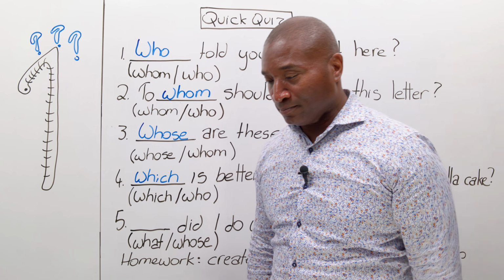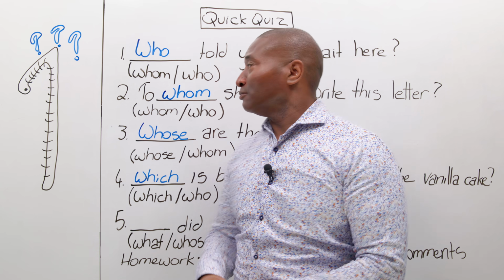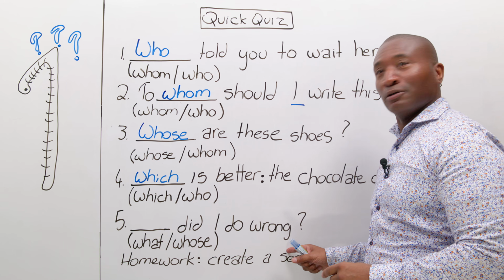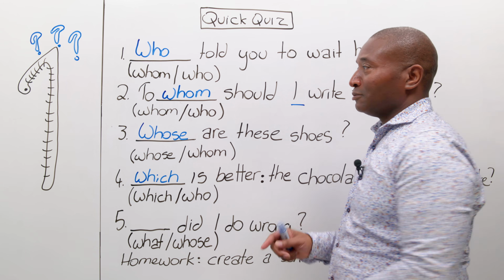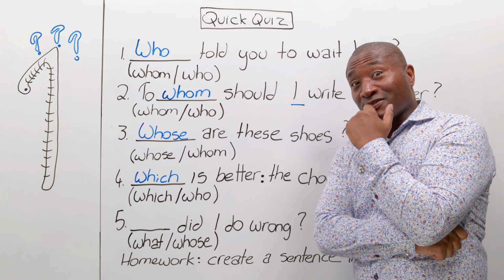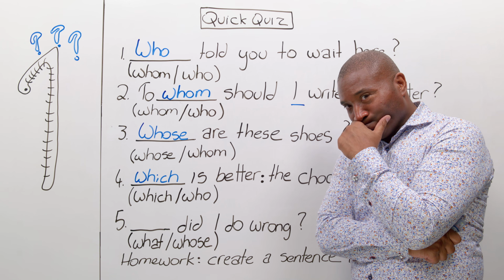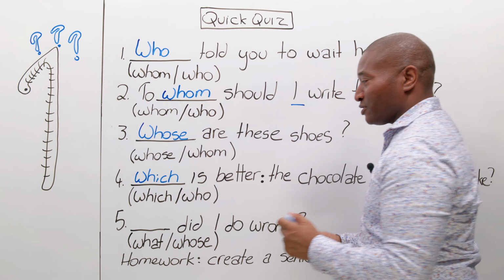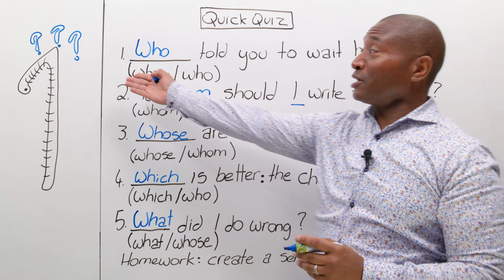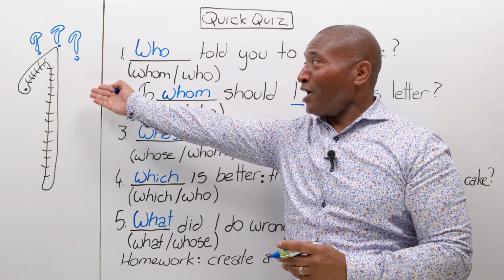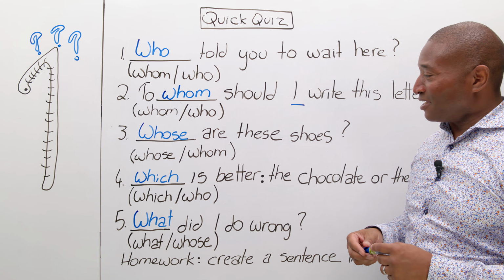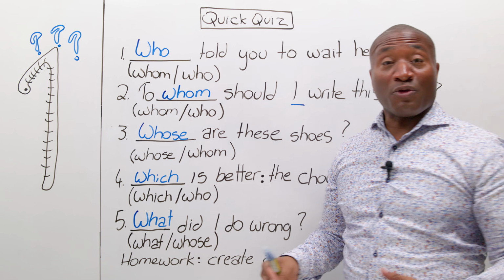Something did I do wrong? Did I do wrong? What could be the answer to that question? Yes. What did I do wrong? Well, what I did wrong was kill my co-host. They're like, why you shoot me? What did I do? Right? What did I do wrong? Right? What thing? So we've gone through all the interrogative pronouns.